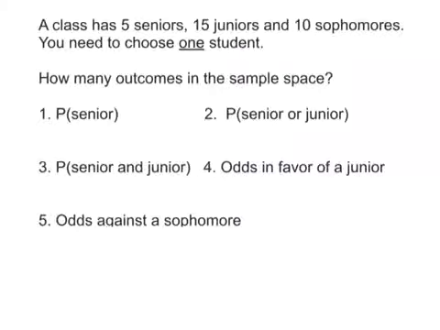Okay, so how many outcomes in the sample space? Well, I'm going to choose 1 student out of the total of 30 students that are in the class. The probability of getting a senior, well, there are 5 seniors, so that's the number of successes of getting a senior, divided by the total number of outcomes. So we are talking about 1 out of 6 chances.